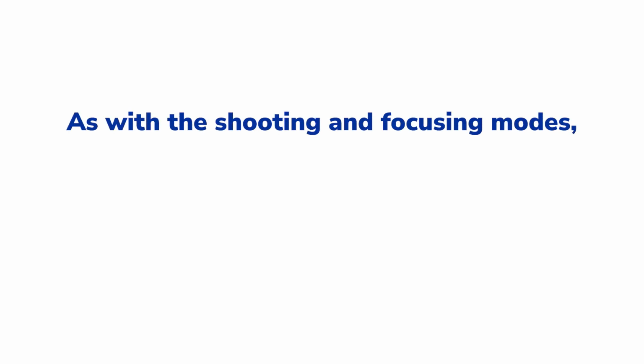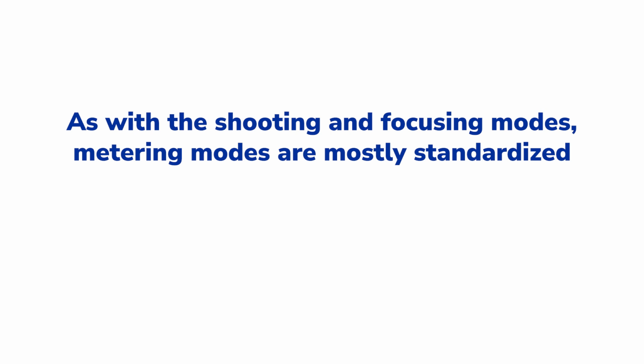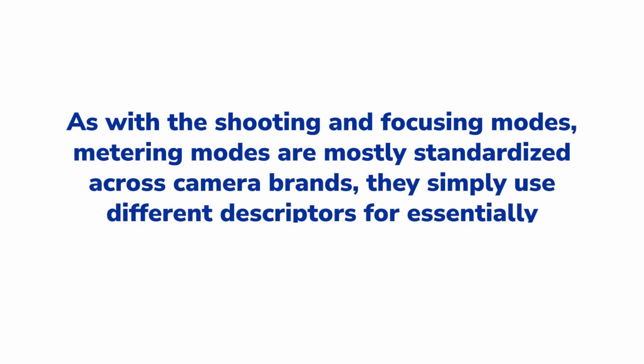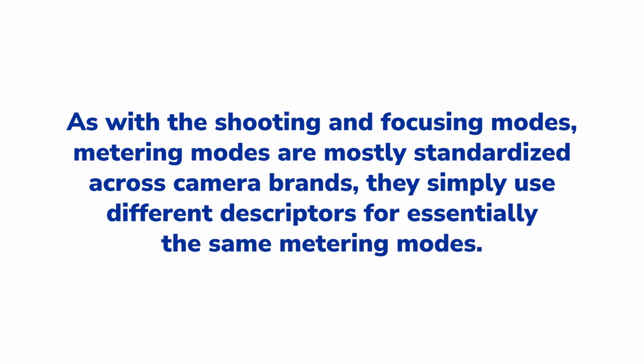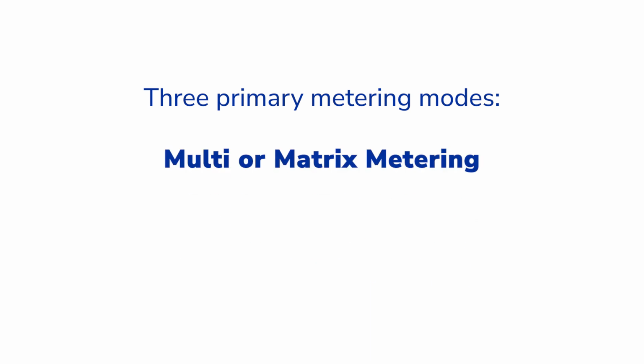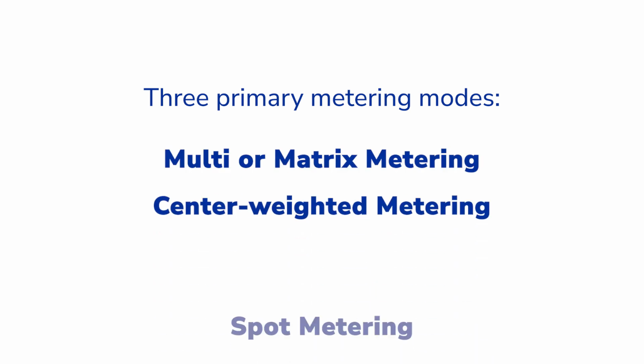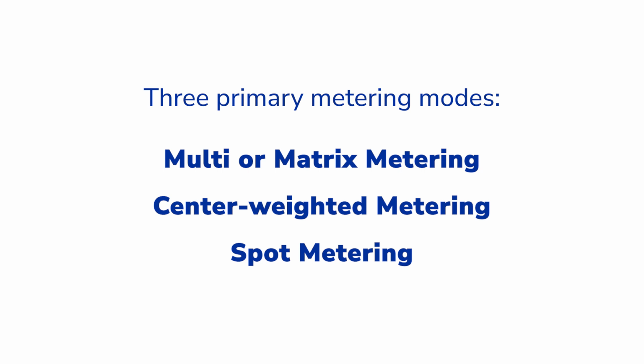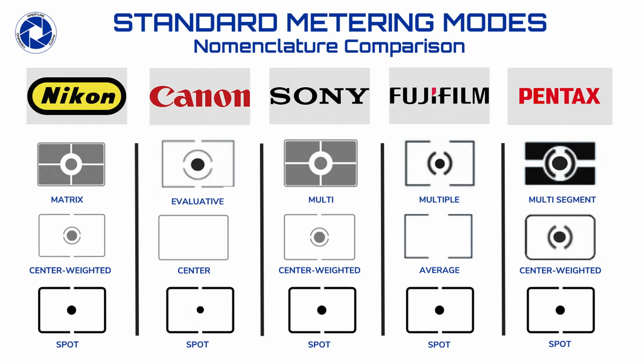Now, as with shooting and focusing modes, metering modes are mostly standardized across camera brands. They simply use different descriptors for essentially the same metering modes. With that said, there are 3 primary metering modes: multi or matrix metering, center-weighted metering, and spot metering. There are other metering modes and other settings your camera has for measuring light, but we're going to stick with the 3 primary modes in this lesson. Additionally, and as already mentioned, the names and symbols for each primary metering mode may vary for each manufacturer. However, the way the metering modes work is essentially the same regardless of camera brand.